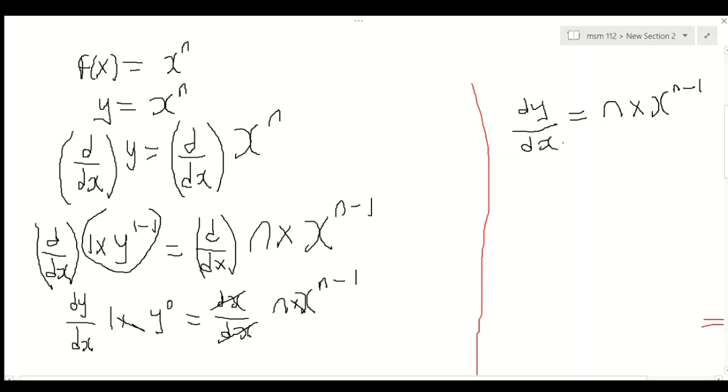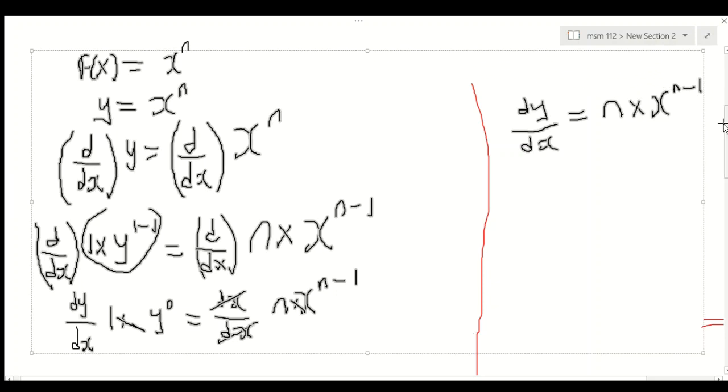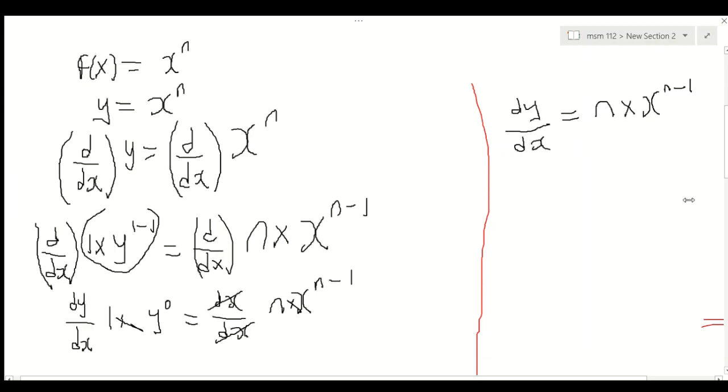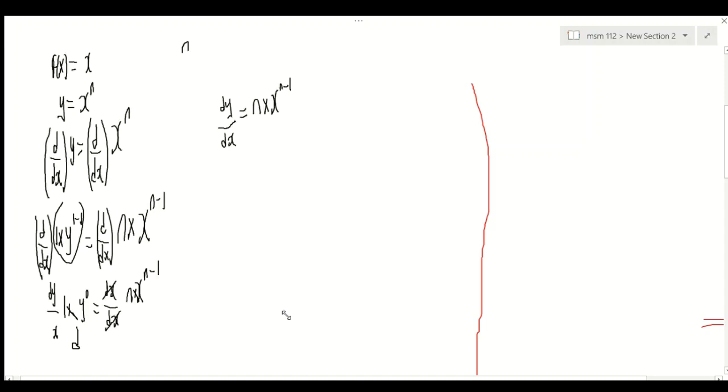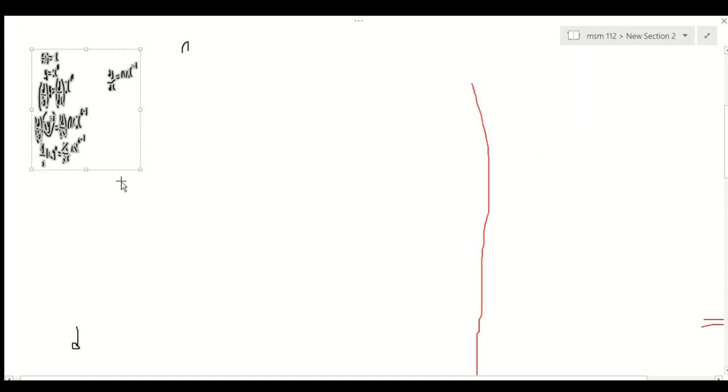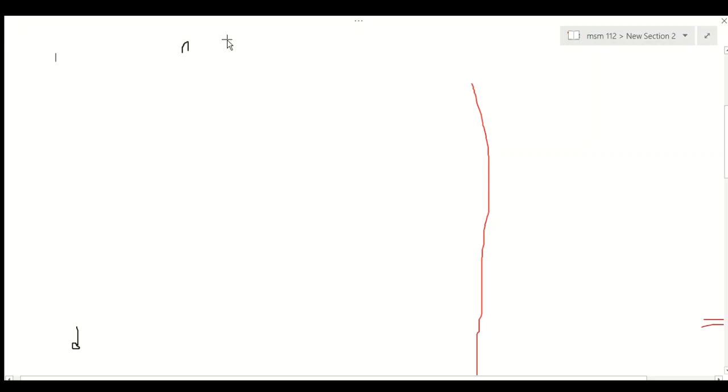In this case, let us do some examples, only 2 examples on the power rule. Let me erase this, or I just reduce it this side, just erase to create more workspace.